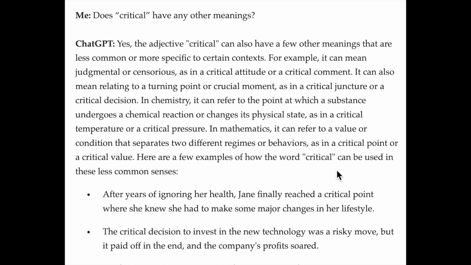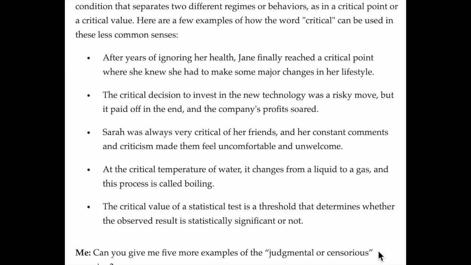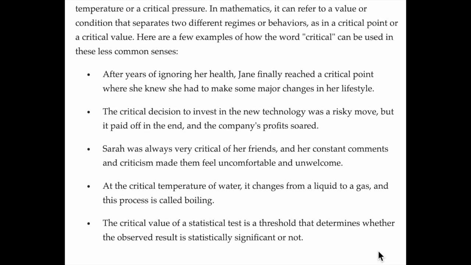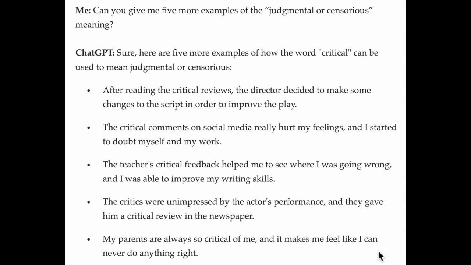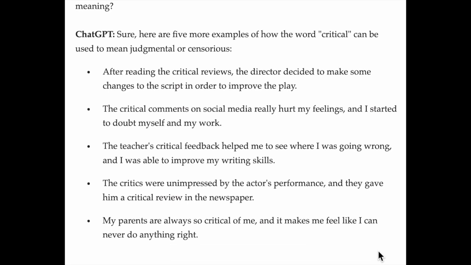And now in this paragraph, it gives me some other meanings, including the judgmental or censorious meaning, a meaning in chemistry, a meaning in mathematics, which I think are all correct. And now we get some of these meanings of important, critical point, critical decision. I'm sorry, these are different senses that are being illustrated here. See, the last one, the critical value of a statistical test, is the mathematical meaning. I think these are all correct. And so then I asked for 5 more examples in this one particular meaning, the judgmental or censorious meaning. We got 5 examples there.